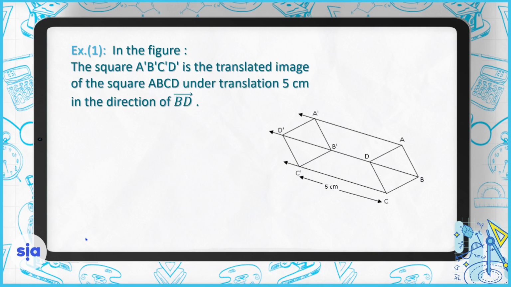Exercise number 1. In the figure, the square A'B'C'D' is the translated image of the square ABCD under translation 5 centimeters in the direction of BD ray. As you can see here, ABCD is moved 5 centimeters to form A', B', C' and D'.